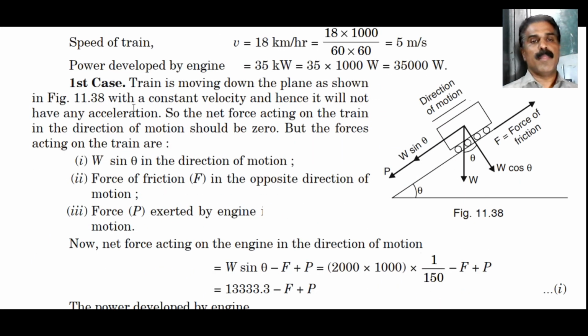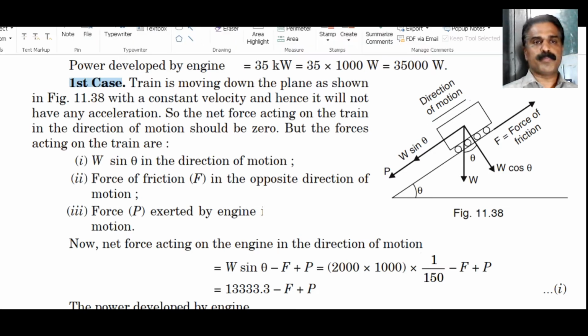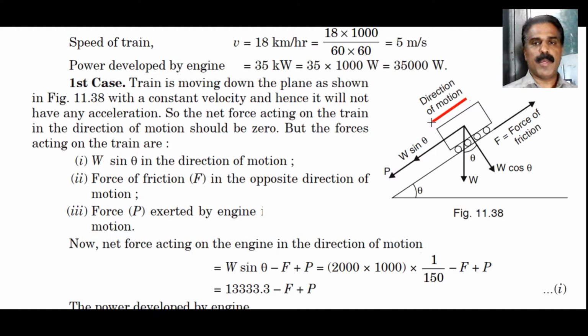Now let us consider the first case, that is, the train moving down the plane. When the train is moving down, you can see the direction of motion will be in this way. And what will be the forces causing this motion? The force causing the motion will be W sin theta. From where does this W sin theta come? It is the component of W, the weight of the train, parallel to the inclined plane.